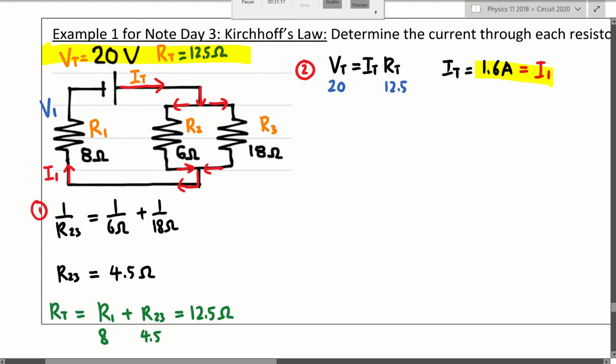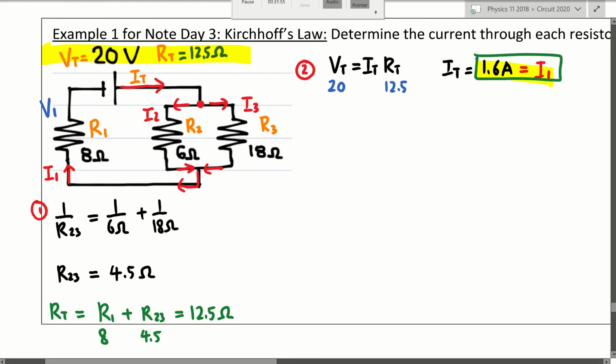Think about it: 10 people, after they go through this R1, it has to go back to Pizza Hut. That's the last stop they have to make. They should have all the people already in groups, right? So this I total breaks up at the junction point into I2 and I3, and then recombines into I total, and then goes into resistor number 1. So that I total is also I1. So we have one of the three things that they require.